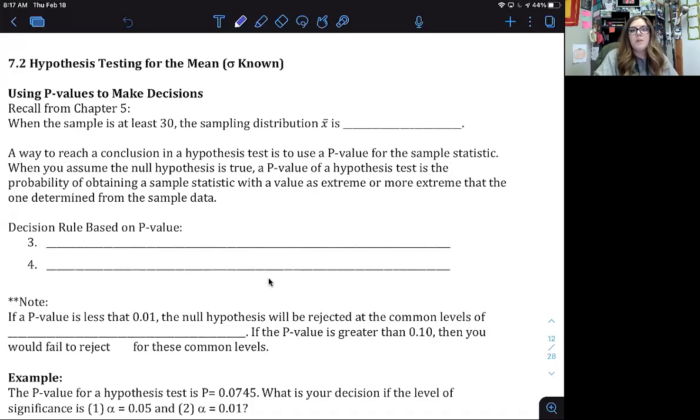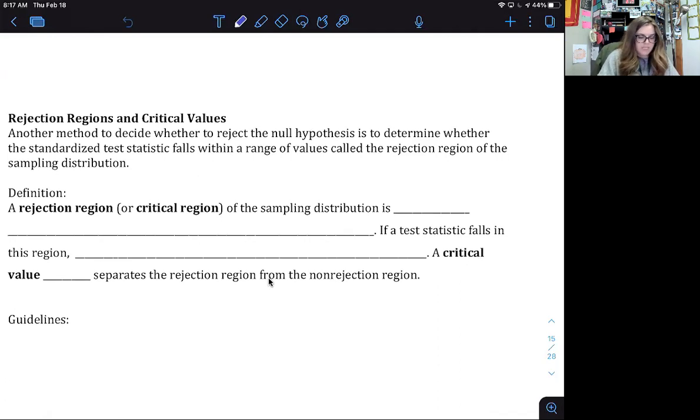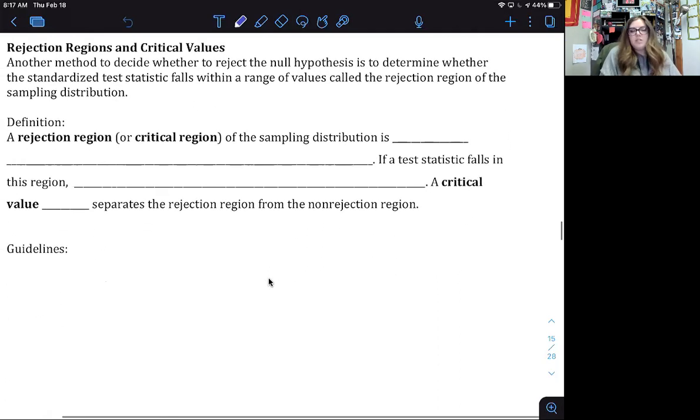All right, so today we're going to be looking at 7.2 hypothesis testing for the mean when sigma is known. What we're going to be focusing on is actually rejection regions. We're going to save p-values for later. So I'm going to jump to page 15. So, rejection regions and critical values.